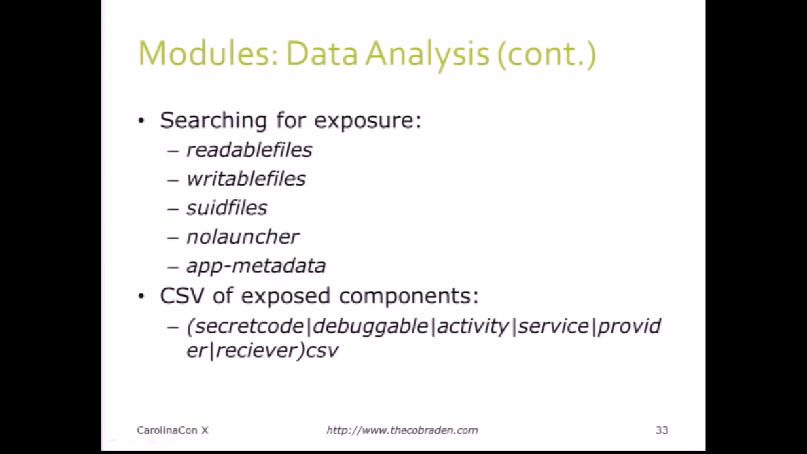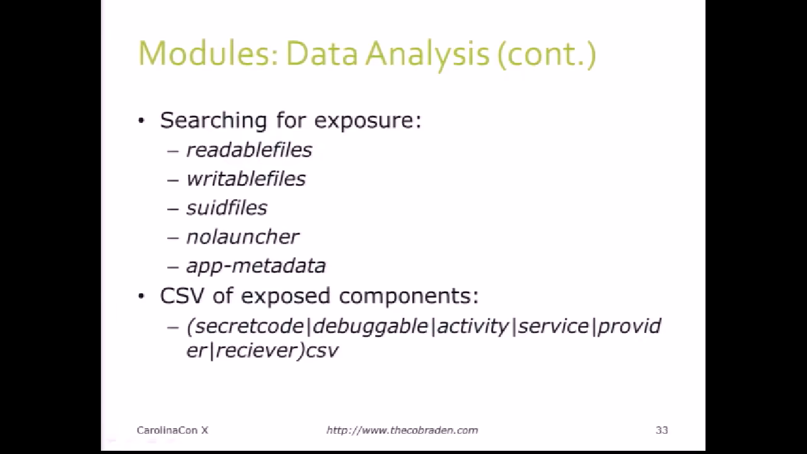You'll find a lot of API keys hanging out in manifests by just running this one. And then my favorite is just running these CSV generators here. You can just run all those, and it's going to give you CSVs with all the exposed components in terms of secret codes, any debuggable applications, any exposed activities, services, providers, receivers.